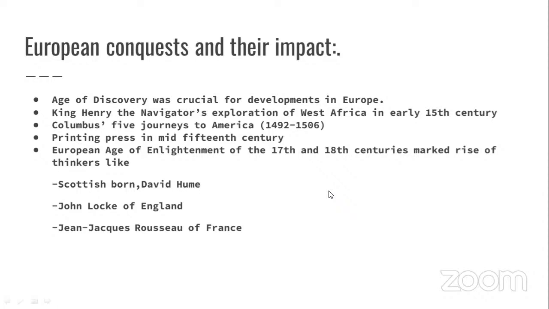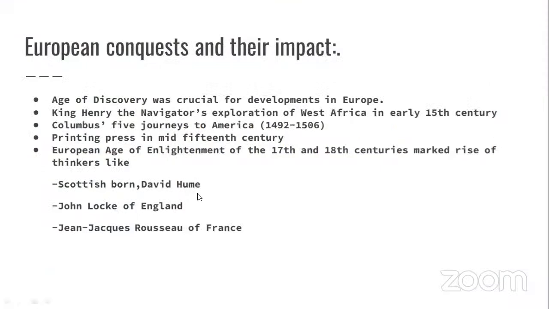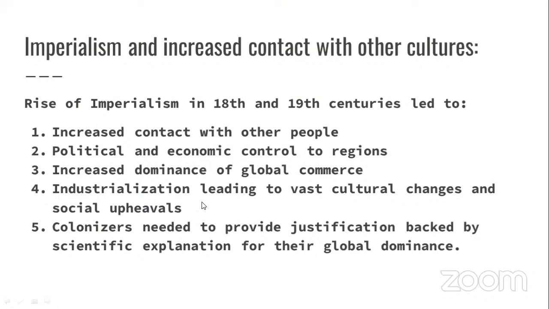But most writers of the Enlightenment era also lacked first-hand experience with non-Western cultures. So basically, even in the 17th and 18th centuries, there were a lot of writers who did not have any interaction with other cultures. Then we move to imperialism and the increased contact with other cultures.